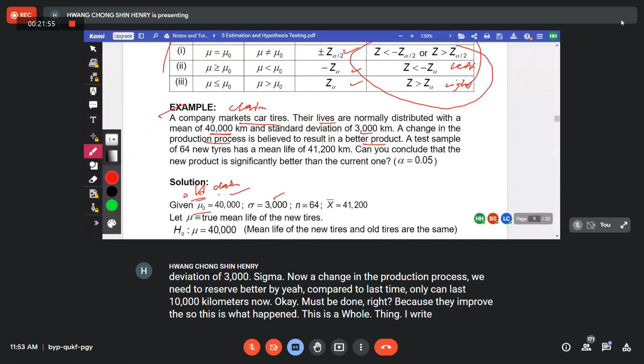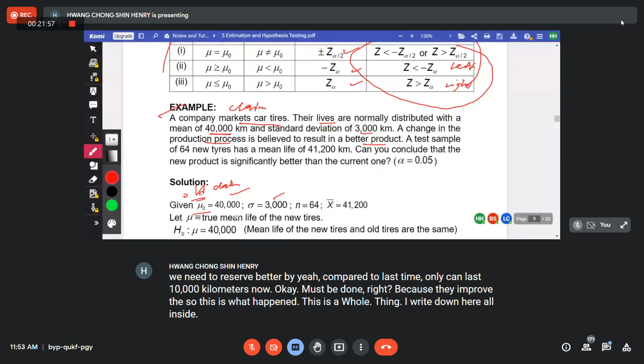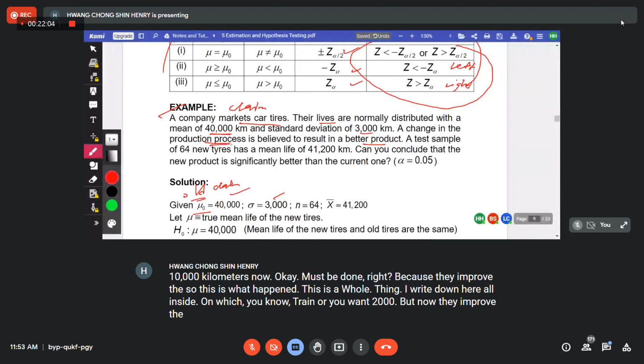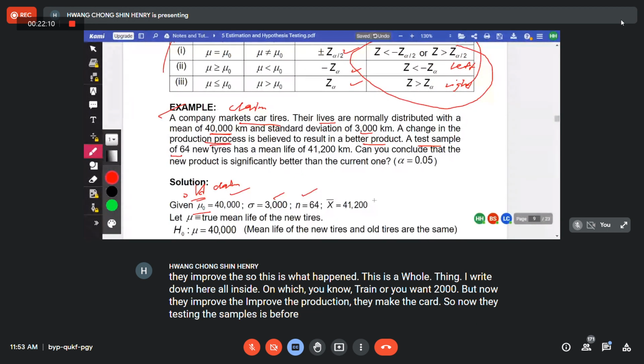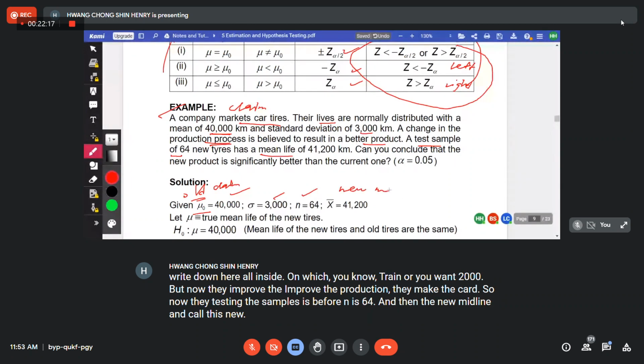I write down here, O means the original claim, which is 40,000. But now they improve the production and make the car tire better. So now they test a sample of 64, so n is 64, and then the new mean life, I call this the new mean.